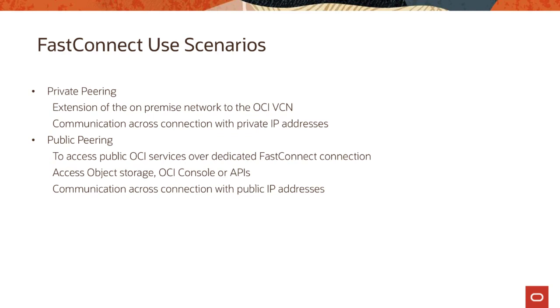So for instance, the basic example is if you have a FastConnect public peering and you are accessing the object storage, the communication would be on that dedicated connection. If you have a public load balancer running inside OCI, and you're using the public peering connection, you would also access that public endpoint of the load balancer on that dedicated connection of FastConnect.